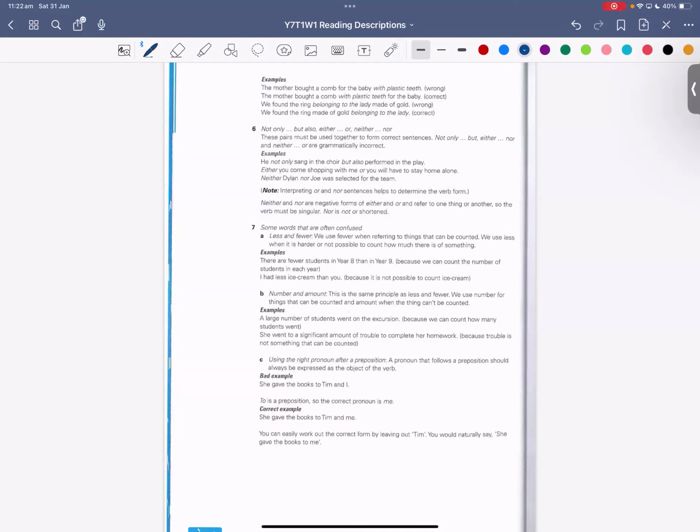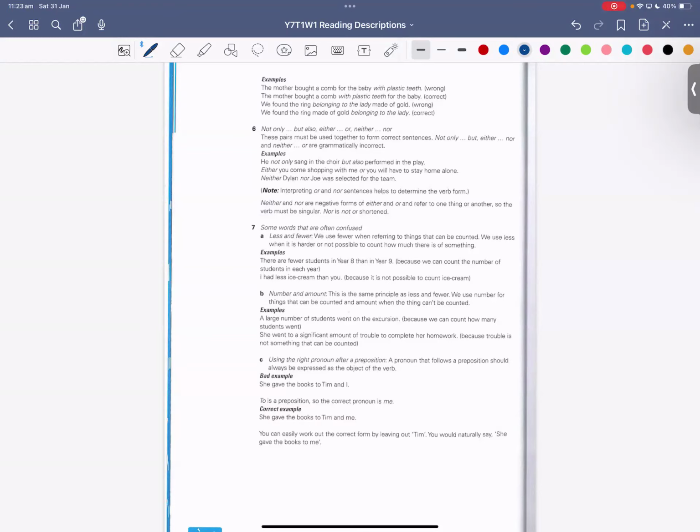Number and amount. This is the same principle as less and fewer. We use number for things that can be counted and amount for things that can't be counted. Examples: a large number of students went on the excursion, because we can count how many students there are. He went to a significant amount of trouble to come up with a number, because trouble is not something that can be counted.